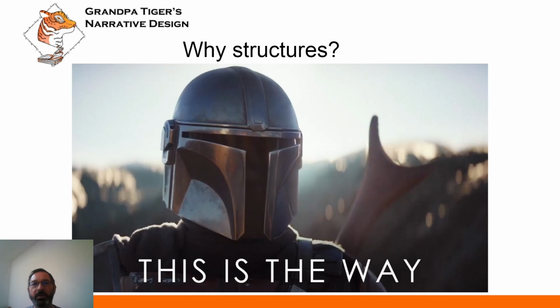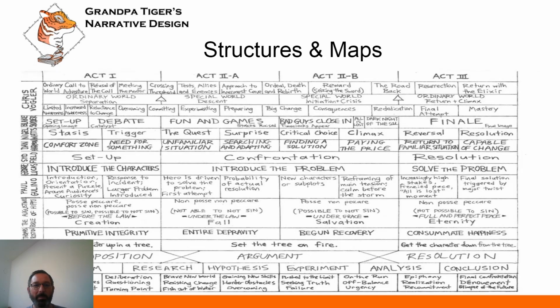So if structures are the key, the mapping of the structures is the way. So what's a map of a structure? It doesn't have to be graphical. Here we see a typical three-act structure described through different terms. Someone will have a setup, debate, fun and games, bad guys close in, finale. Someone will have setup, confrontation, resolution. Someone will have different steps. But the point is, you do need to keep track in a clear way of what's going on.